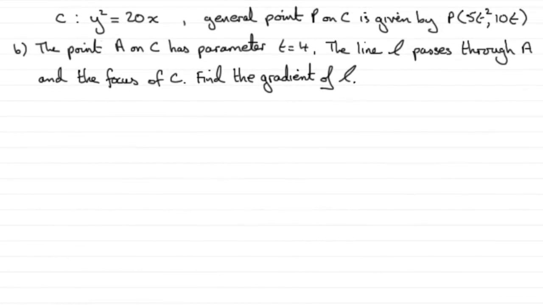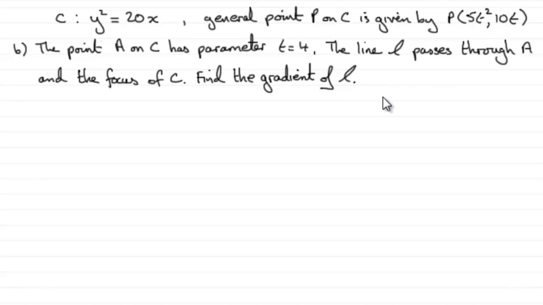Now for part B, just to recap, we've got our parabola C, which has equation y squared equals 20x, and we found out earlier that any general point P on C is given by these parametric coordinates (5t squared, 10t). And what we're asked to do now is we're told that we've got a point A on C with parameter t equals 4, and the line L passes through this point A and the focus of the curve C, and what we've got to do is find the gradient of that line L.